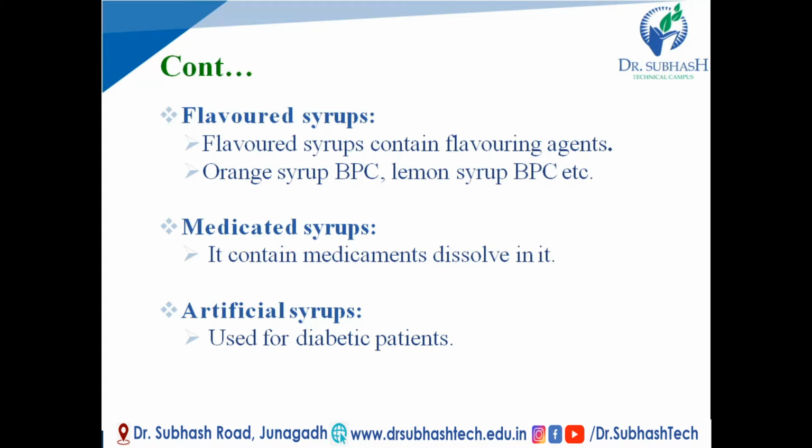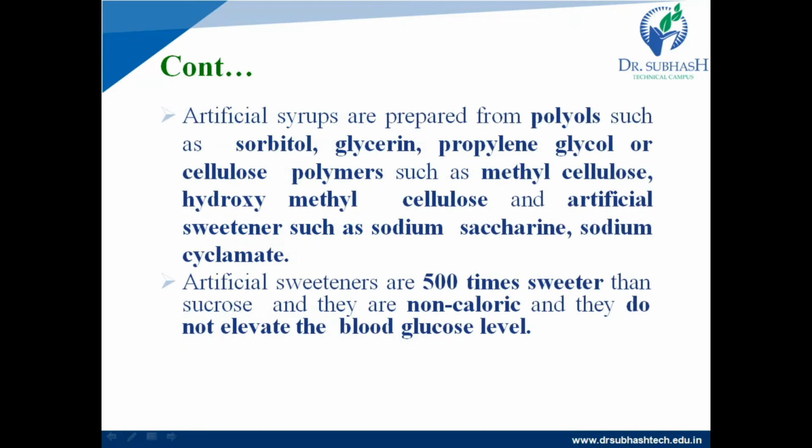Next one is artificial syrup. Particularly, it is used in case of diabetic patients. Artificial syrups are prepared from polyols such as sorbitol, glycerin, propylene glycol, or cellulose polymers such as methyl cellulose, HPMC, and artificial sweeteners such as sodium saccharine, sodium cyclamate. So, what is artificial syrup? Artificial syrups are prepared from a combination of polyols, cellulose polymers, and artificial sweeteners.